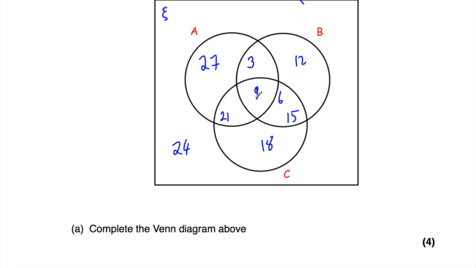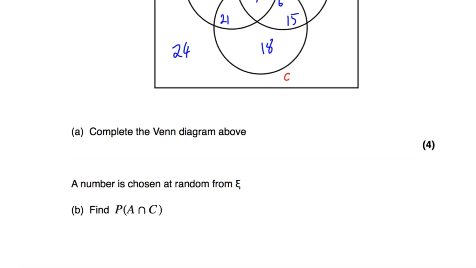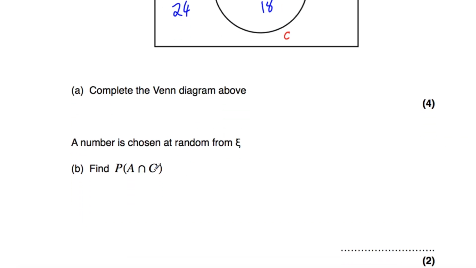So there's 2 numbers in there out of the 9, so it's going to be 2/9. So the probability that the number chosen at random will be in A intersects C, that's going to be 2/9. And if you got that, well done. Okay, let's have a look at our next question.